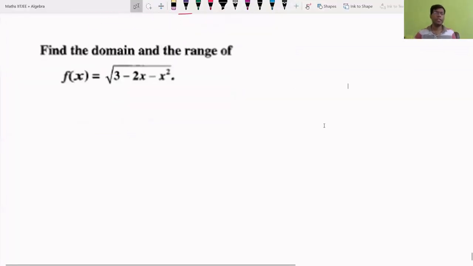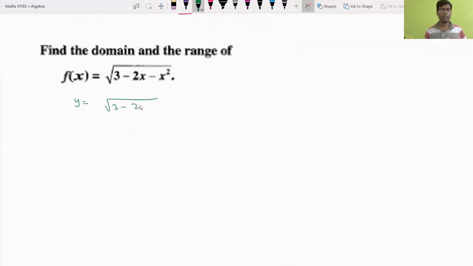So find the domain and range of this given equation. When I say f(x) is equal to this, I can also write it as y equals under root 3 − 2x − x². As we have already seen, whenever we are taking care of the domain, we have to make sure that the terms inside the square root are always greater than or equal to 0.